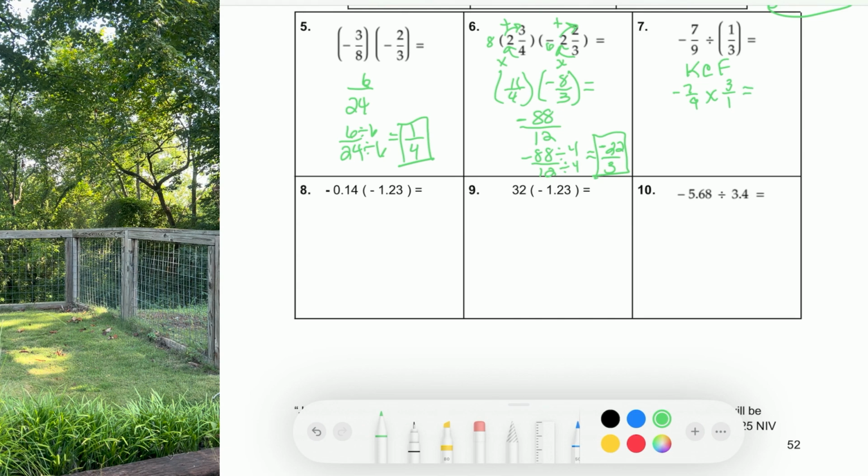Now I have -7 times 3 is -21. 9 times 1 is 9. I'm going to reduce by 3 on both numbers. And I get -7/3.